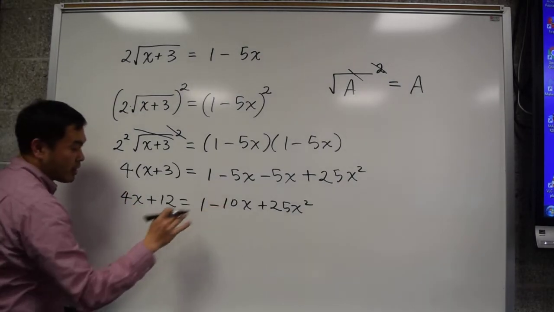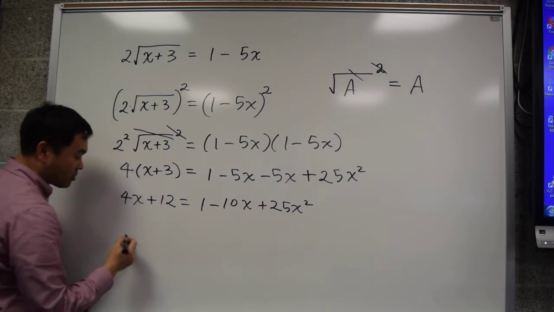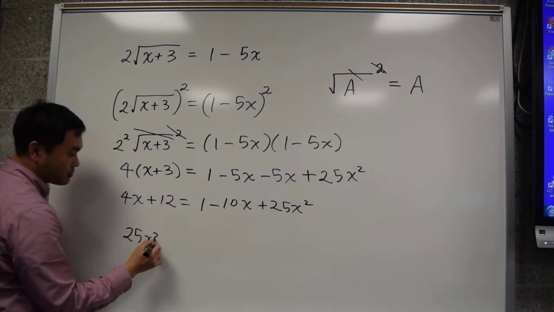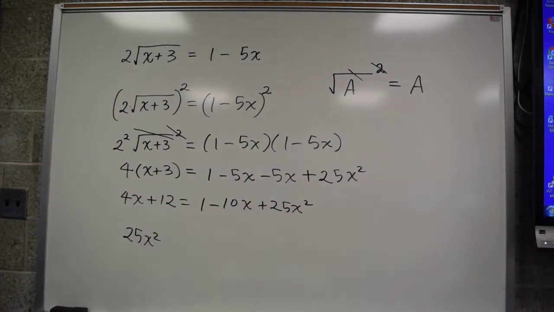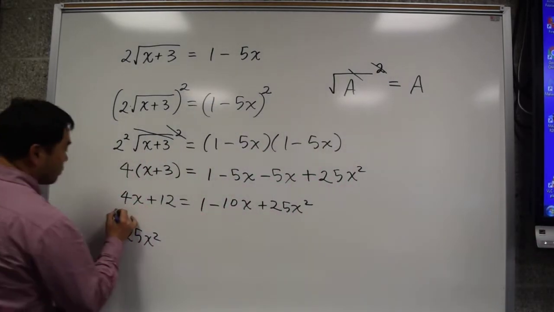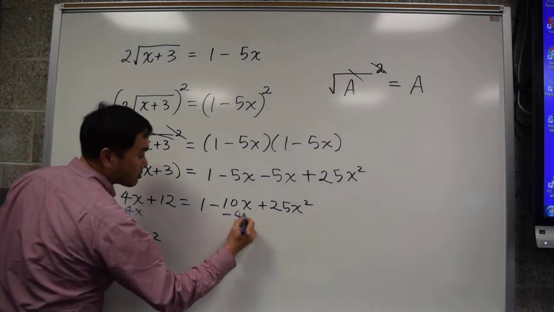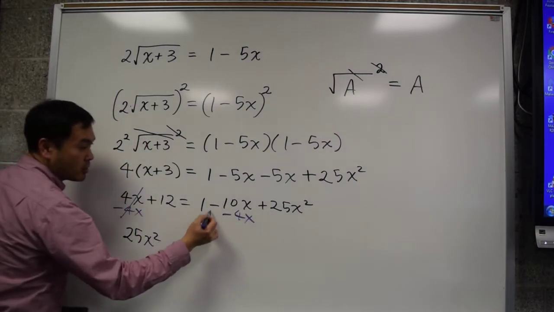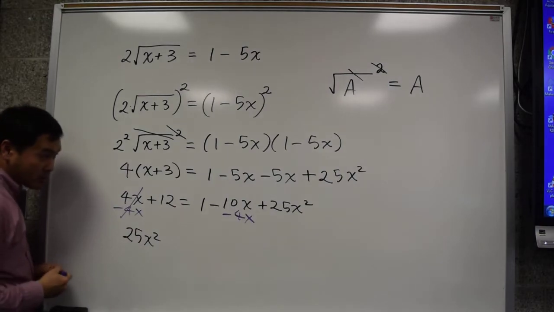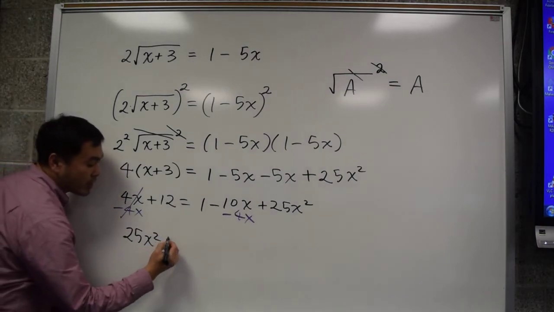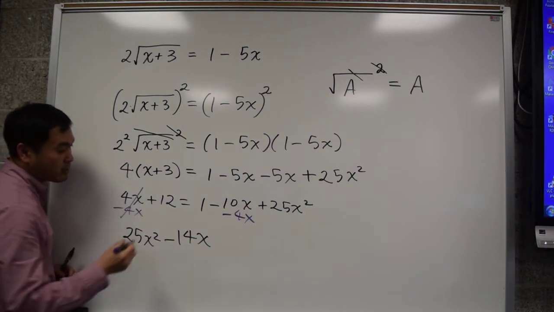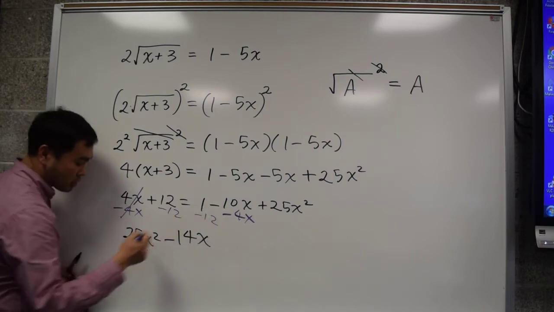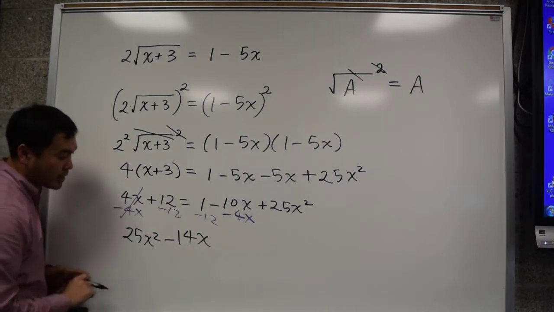Move everything to one side. I'm going to rewrite 25x squared first. Subtracting 4x from both sides. Let me use a different color pen. If you subtract 4x from both sides, they're going to cancel, and these are going to combine, right? What's that? Negative 14x. In the same way, if you subtract 12 from both sides, what's 1 minus 12? Negative 11.